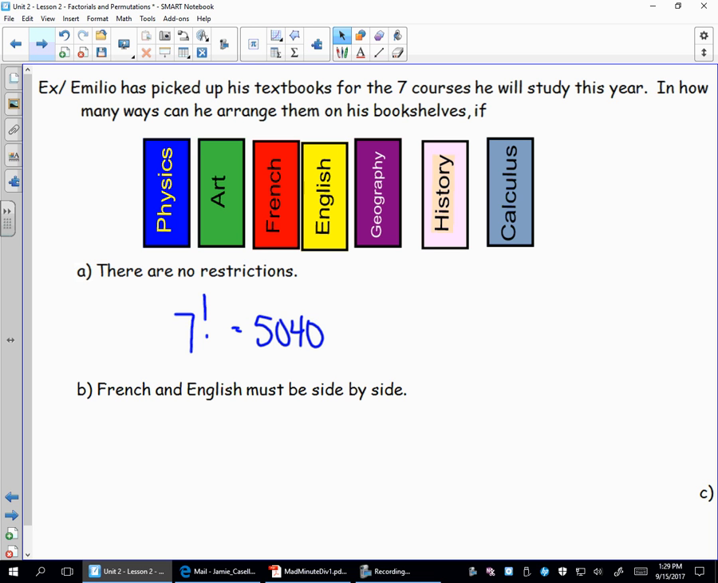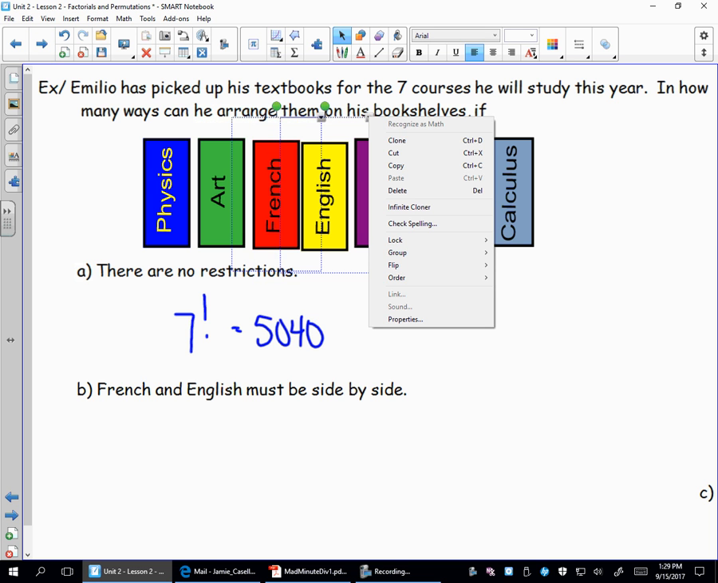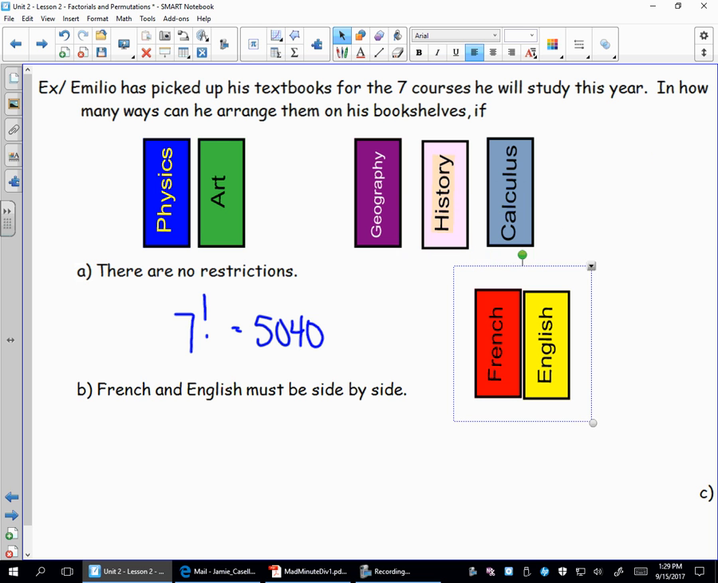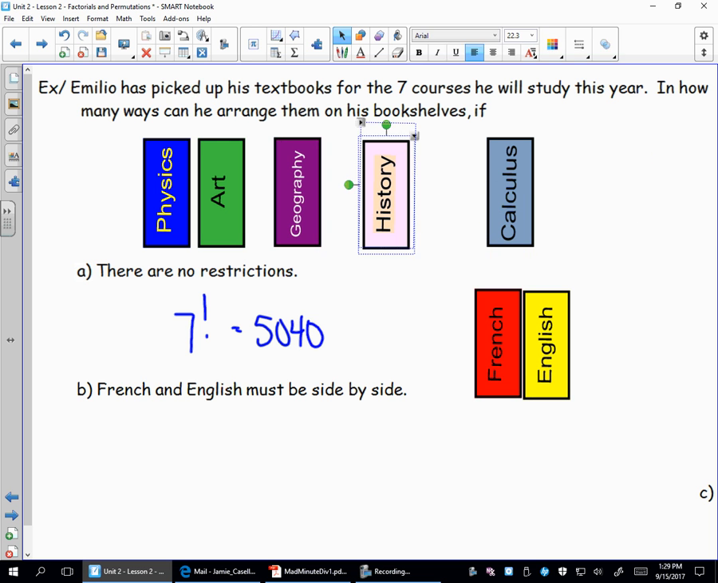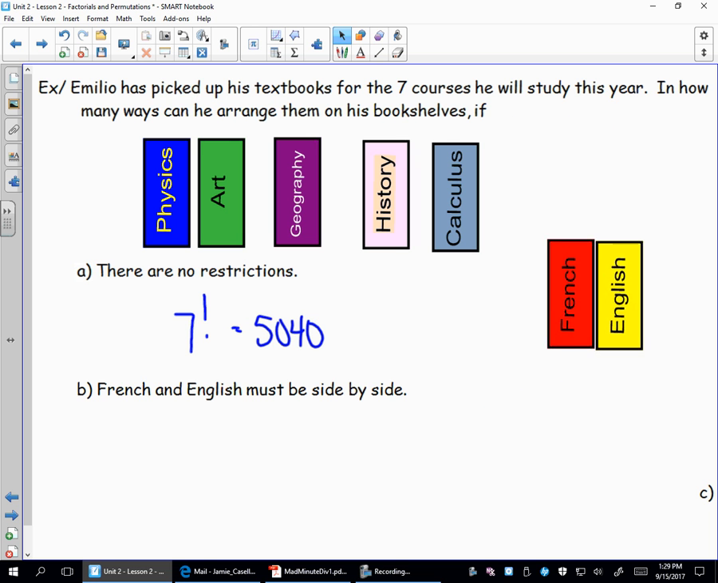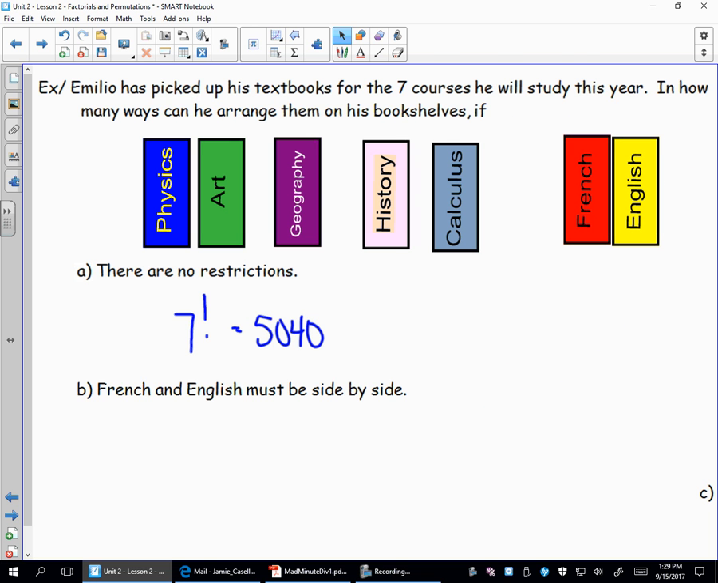To do this question, here's what we need to think about. We need to think about French and English being its own subgroup. So I'm going to group these two things. Okay? And I'm going to move that group around. So really what I have to arrange is I've got these 5 individual books plus this group, which makes a total of 6 objects. So I've got 6 things that have to be arranged.